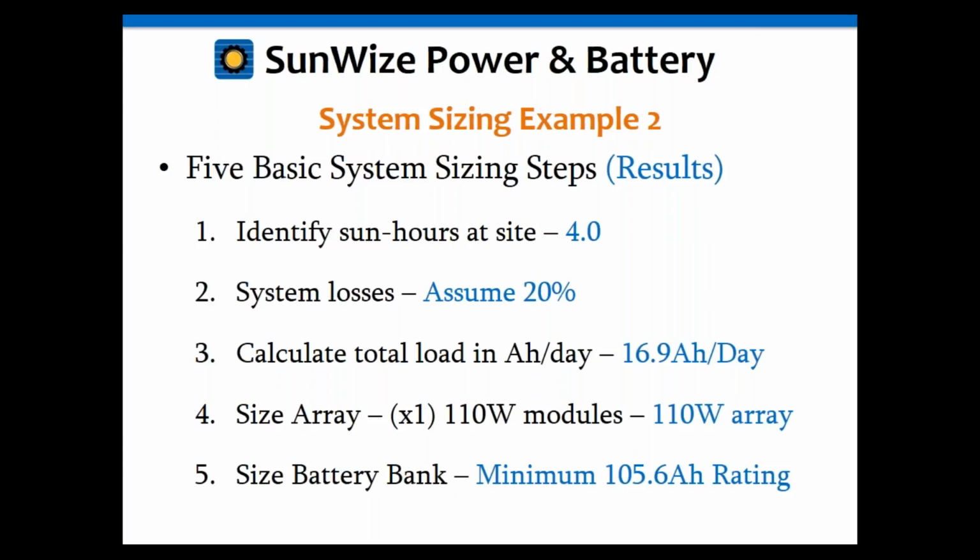So just to summarize that example, we used 4 sun hours a day, 20% for system losses. Calculated the load to be 16.9 amp hours a day. Ended up just using a 110 watt module, so it's just a 110 watt array, and the minimum battery size needs to be 105.6 amp hours.